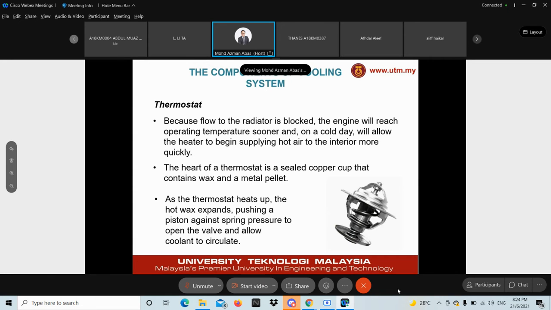But again, nowadays with the latest inventions, I would say a minority have started to use an electric thermostat. So instead of using this wax and metal pellet, they have been using a solenoid or electronic valve as a replacement for this thermostat. Okay, especially on the latest Ford cars, I think most of the latest Ford cars have been using an electronic thermostat.